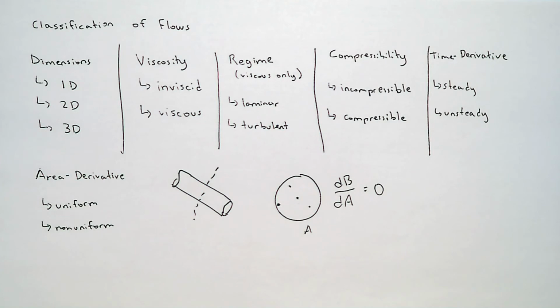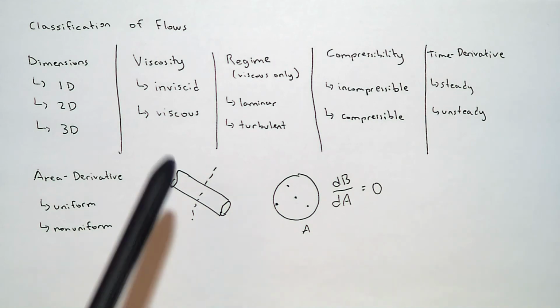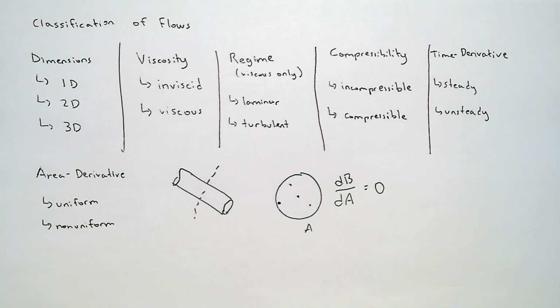So even though these classifications are not mutually exclusive, you need to be careful. Yes, I can have a three-dimensional, viscous, turbulent, incompressible, unsteady flow, right? But no, I cannot have a viscous uniform flow, okay? So you need to at least understand these classifications so that when you are simplifying your flow, you know which properties you can assume and which properties you can't.